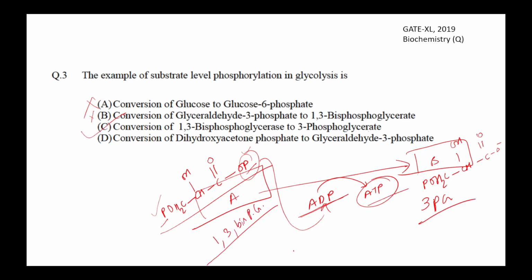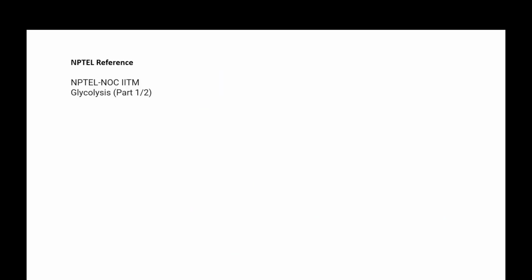The fourth option is conversion of dihydroxyacetone phosphate to glyceraldehyde 3-phosphate. This is also an interconversion. They both have the same number of atoms, so this is just an interconversion using the enzyme isomerase. So the correct option would be the third option. This is my NPTEL reference where you can read in detail about glycolysis. Thank you.